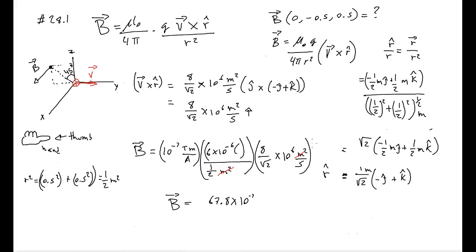Why not? That's because you factored out an R. This should have been gone. This is gone, because they canceled top and bottom, here and here. Okay, so this should not be here, so meters squared cancel with these meters squared, coulomb per second is an amp, divided by amp is just 1, so you're left with units of Teslas. So you get 6.78 micro Teslas in the I hat direction. That should be the value of the magnetic field at that location due to that moving charge.